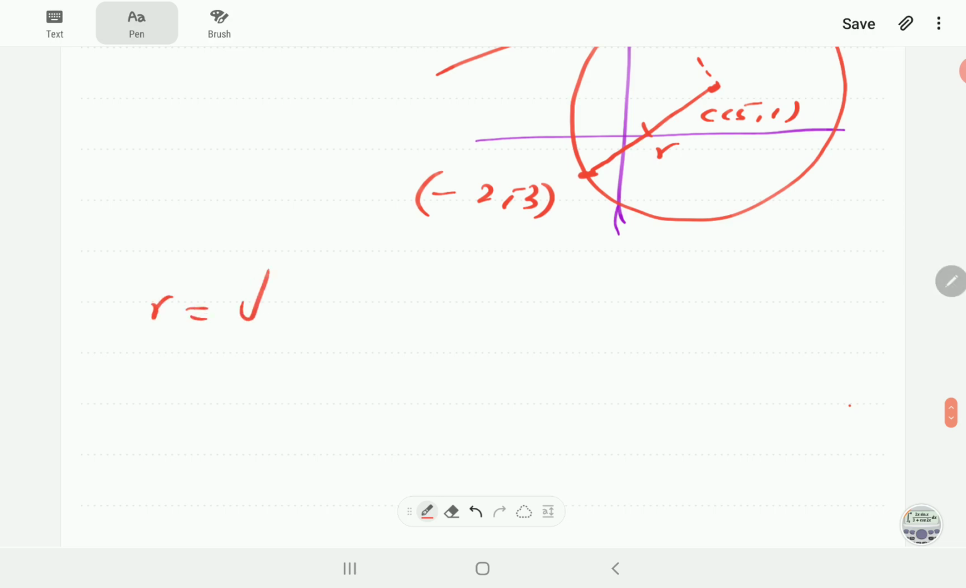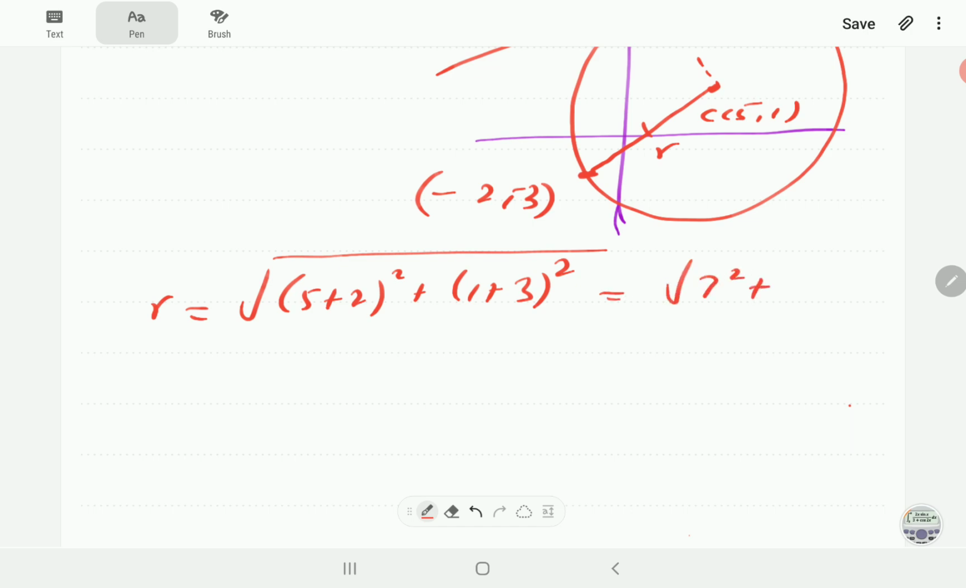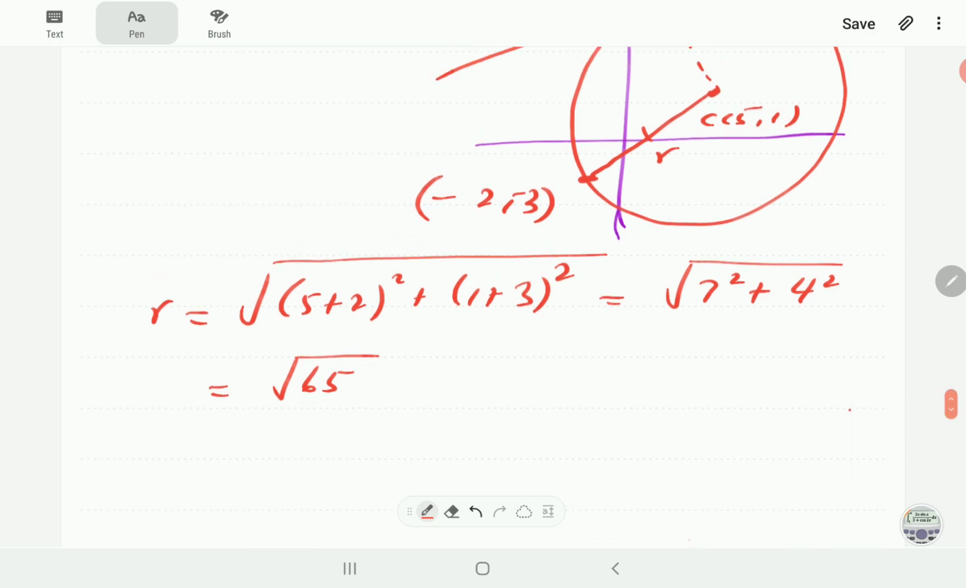So for the radius, we're simply going to do the square root of 5 minus negative 2 squared, and then 1 minus negative 3 squared. So this is going to be 7 squared plus 4 squared. It's going to be 49 plus 16. It's going to be the square root of 65. So that's going to be the radius of this circle.